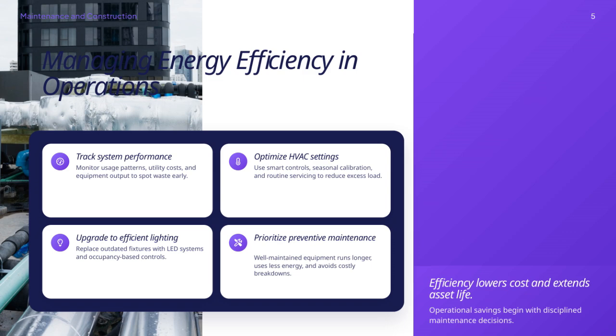Another important action is upgrading to efficient lighting by replacing old fixtures with LED systems and integrating occupancy-based controls. Finally, prioritizing preventive maintenance is essential. Well-maintained equipment not only runs longer, but also uses less energy and minimizes expensive breakdowns. Together, these practices create a solid foundation for smarter maintenance and construction management.